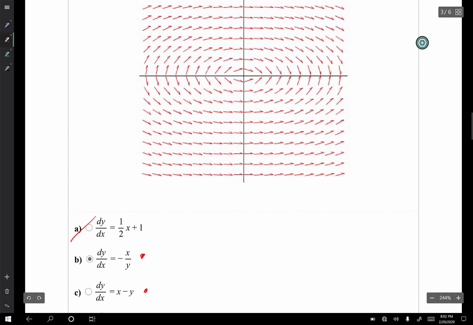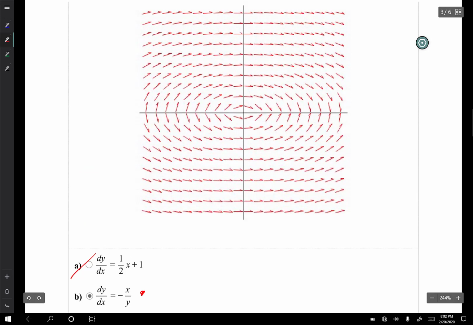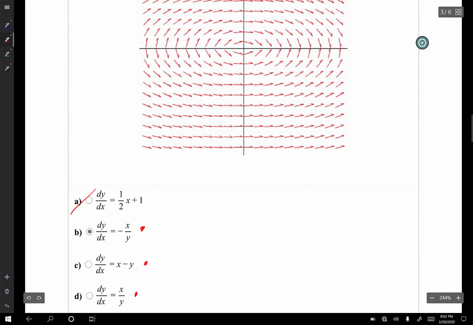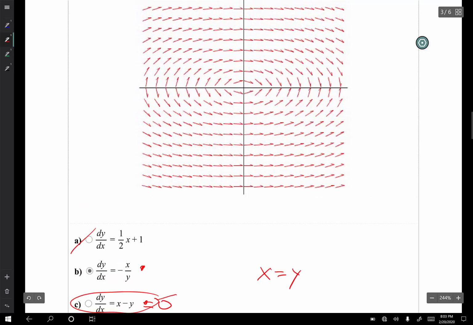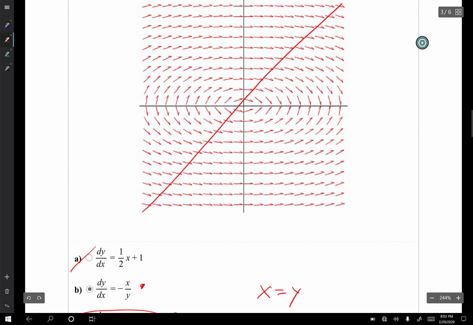Notice that if I move left to right, the slopes are affected, and if I move up and down, the slopes are affected. So that means it's affected by x and y. The next thing we're going to do, I'm looking at this one right here in particular. I'm not saying that's the answer, I'm just looking at it. I want to find where those slopes are 0. Well, you have slopes that are 0 at y equals x. I do not have slopes that are 0 at y equals x, so that one's out.